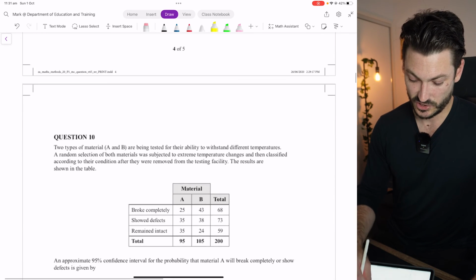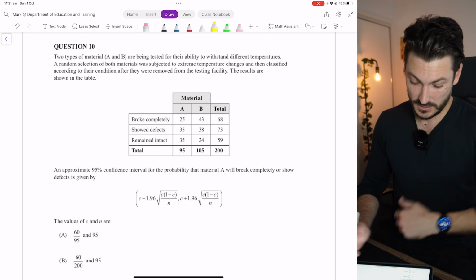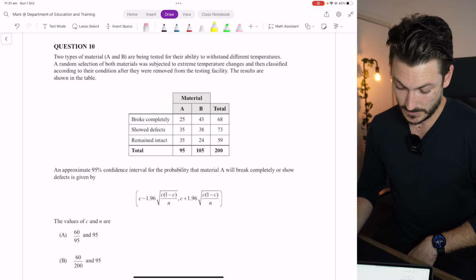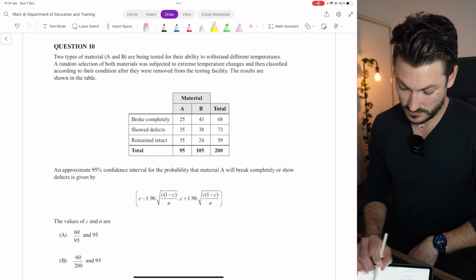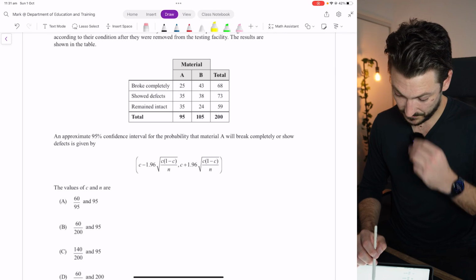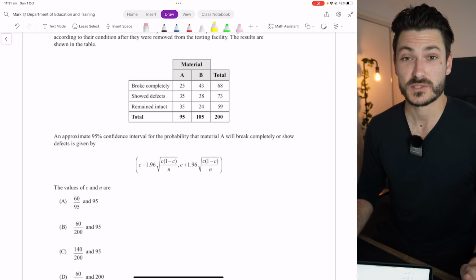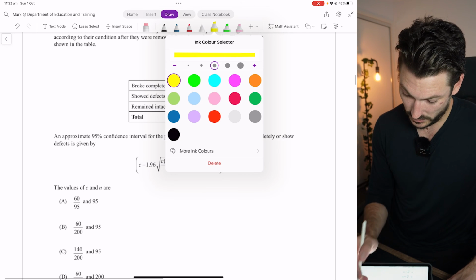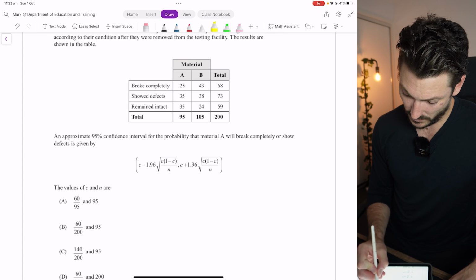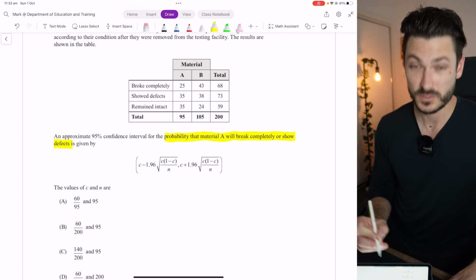And finally, question 10. We have a lot of information here, so got to rapidly read it. Types of material being tested, withholding temperatures, random selection, the results are shown. Okay, what's the question? An approximate 95% confidence interval, the material A will break or completely shown by this. What are the values of C and N? Okay, we're looking for 95%, so that's 1.96, so we don't have to figure that out. We're looking for the probability that material A will break completely or show defects.